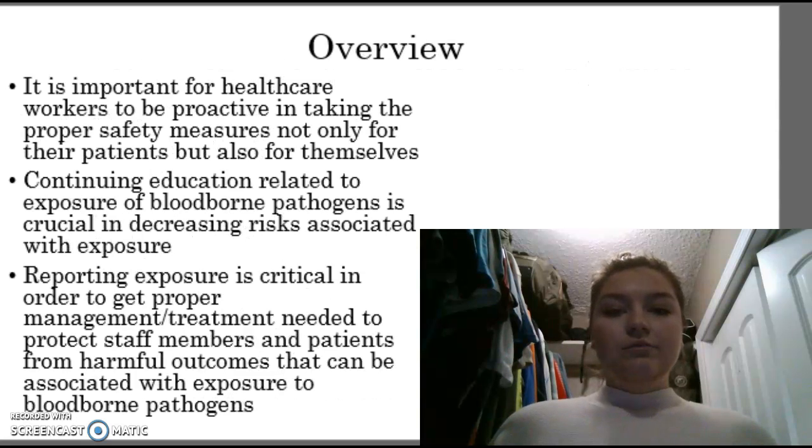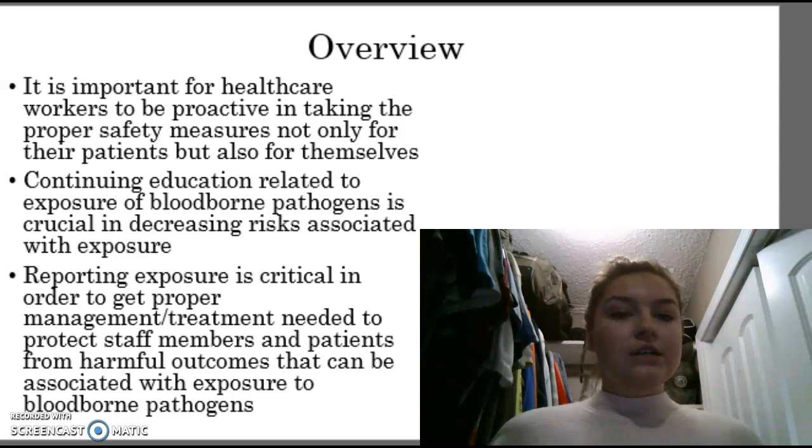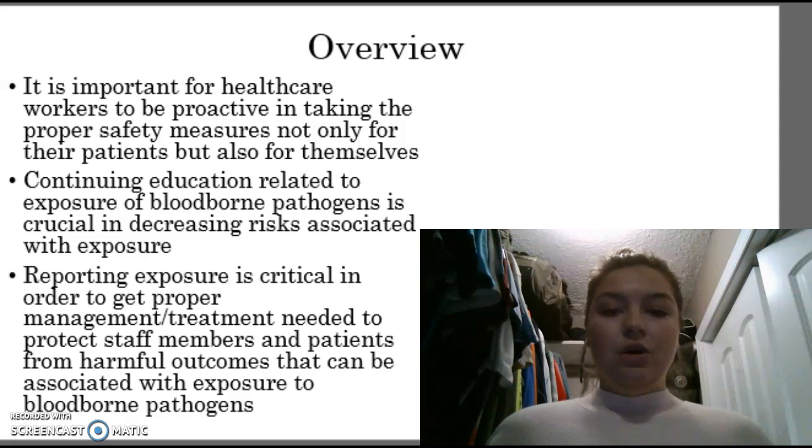Overview. It is important for healthcare workers to be proactive in taking the proper safety measures, not only for their patients but also for themselves. Continuing education related to exposure of bloodborne pathogens is crucial in decreasing risks associated with exposure. Reporting exposure is critical in order to get proper management or treatment needed to protect staff members and patients from harmful outcomes that can be associated with exposure to bloodborne pathogens.